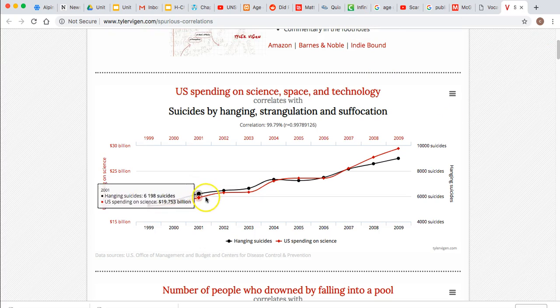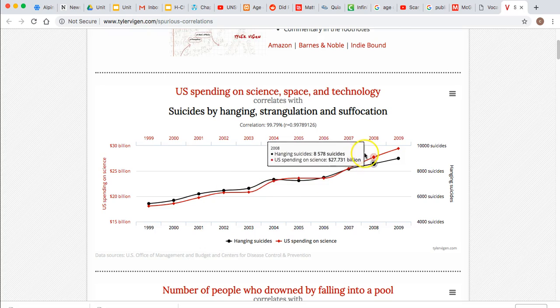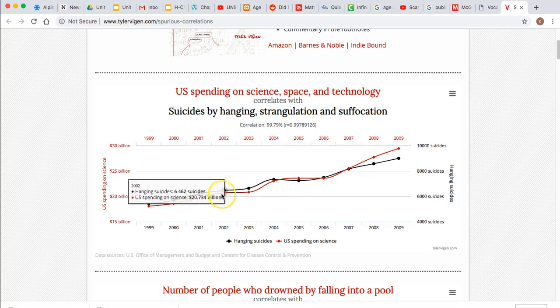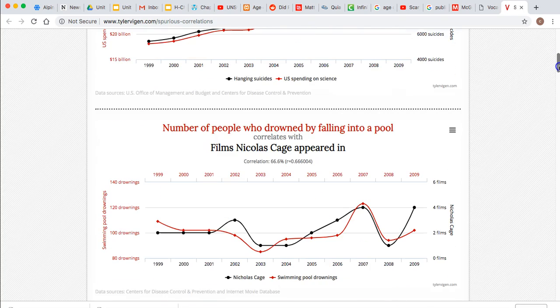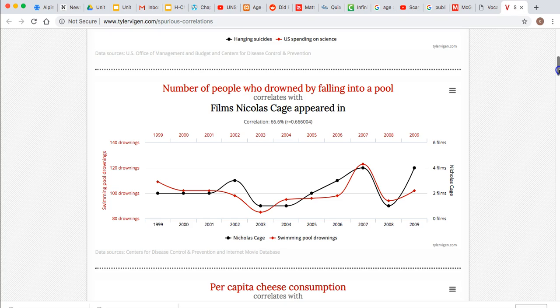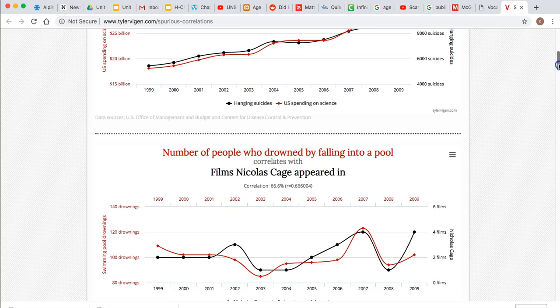And you can see, if you didn't know any better, if you just looked at the graph, you would think, okay, well, there's a relationship between those two variables. But obviously, the amount of money spent on science, space, and technology doesn't have a relationship with the number of suicides by those different things. Or look at this one. Here's an even more ridiculous one.